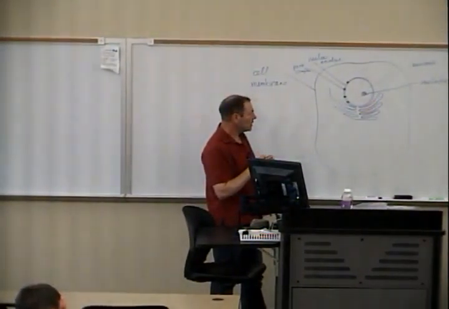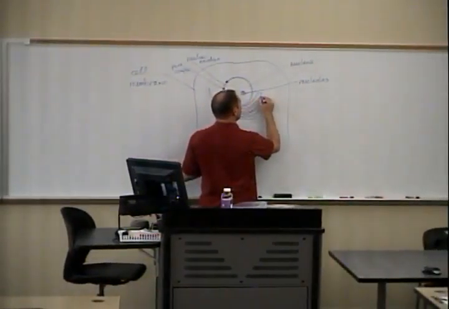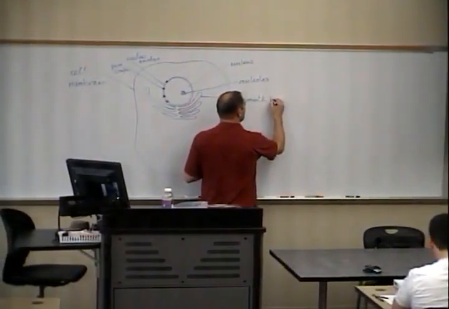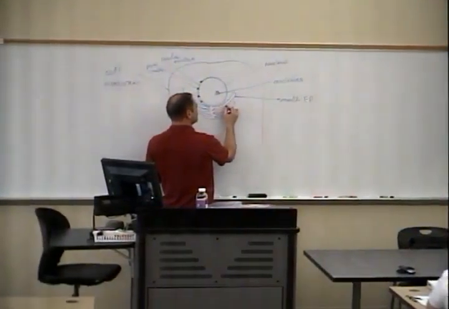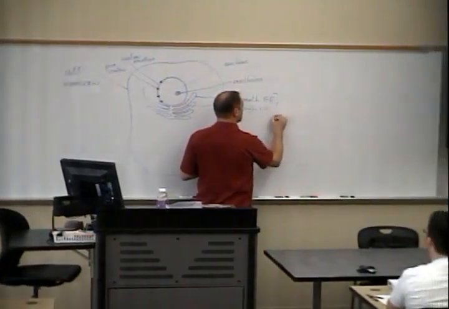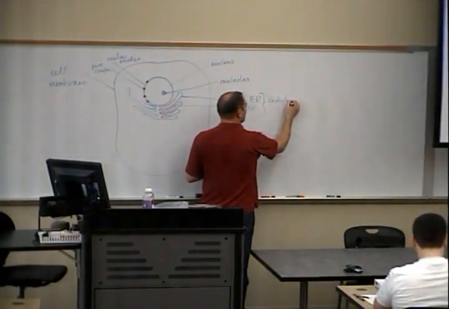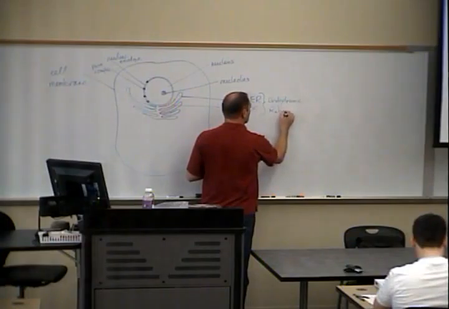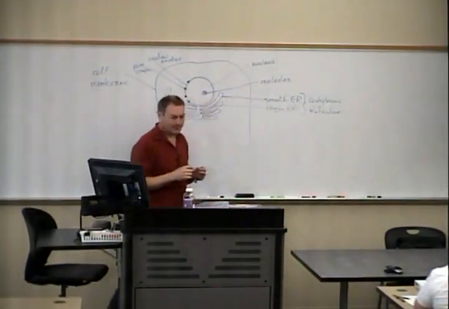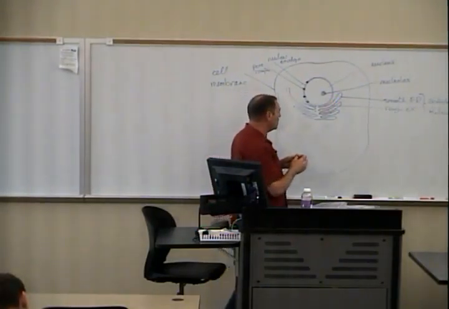Okay? All right, so first I'm going to label this structure I just drew. Okay? So this is called the smooth ER, and I'm going to call this region of it the rough ER. And together these are two regions of the endoplasmic reticulum. All right, the endoplasmic reticulum. The red dots that I've drawn are ribosomes.